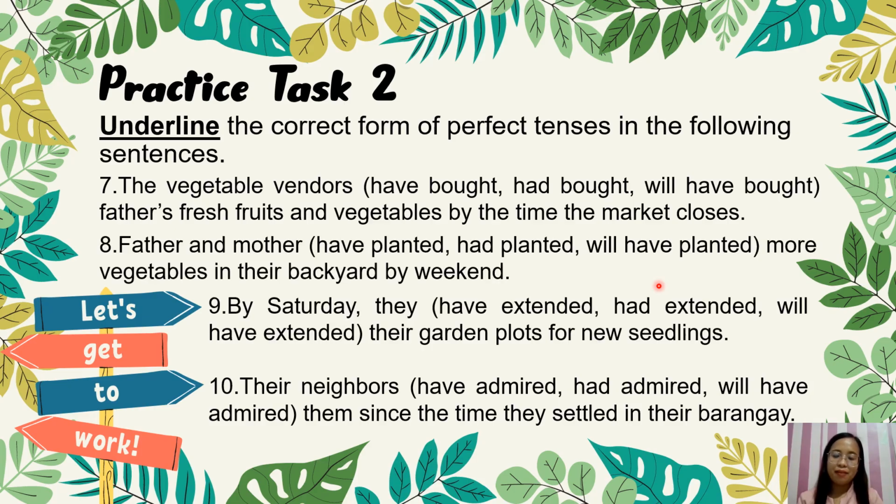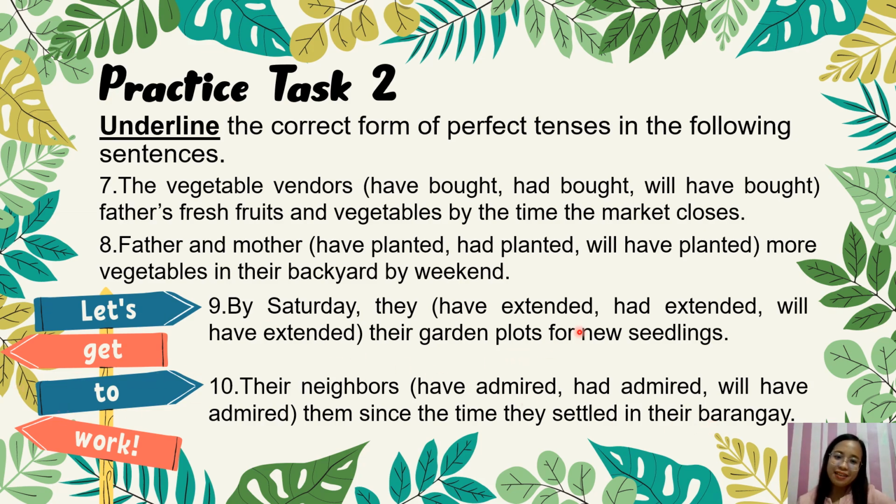Okay, number 7. The vegetable vendors have bought, had bought, will have bought father's fresh fruits and vegetables by the time the market closes. Number 8. Father and mother have planted, had planted, will have planted more vegetables in their backyard by weekend. Number 9. By Saturday, they have extended, had extended, will have extended their garden plots for new seedlings. And number 10. Their neighbors have admired, had admired, or will have admired them since the time they settled in their backyard.